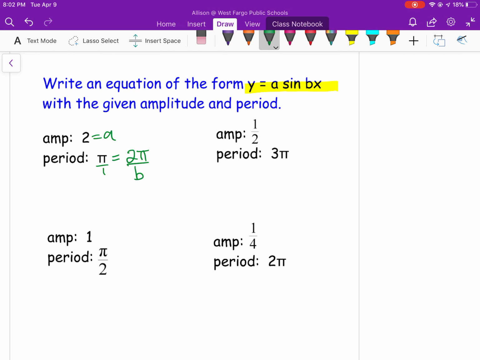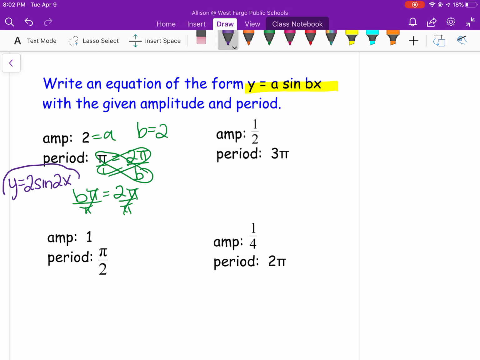I think it's easiest to solve this by cross multiplying. So I get b times pi equals 2 pi times 1, so 2 pi. Divide both sides by pi, and I would get b equals 2. So then the equation for this first example would be y equals 2 sine of 2x. So amplitude of 2 and b equals 2.